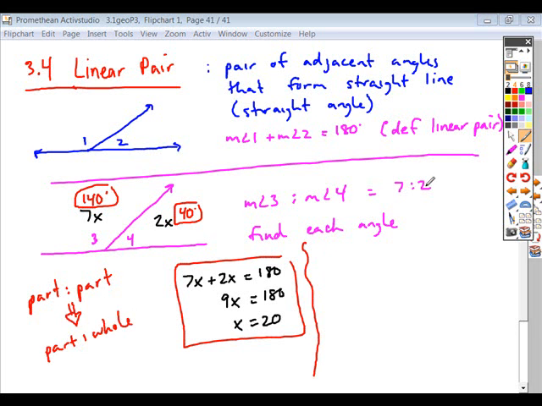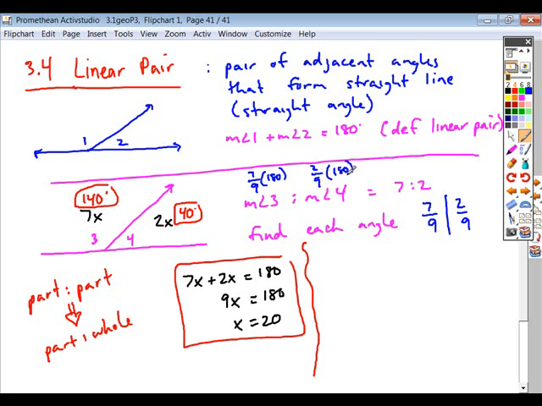If you have 7 parts and 2 parts, then angle 3 is what fraction of the whole thing? It's 7 out of how many total? If there's 7 parts here and 2 parts here, the total is how many parts? 9. So angle 3 is 7/9 of the whole thing, and angle 4 is what fraction of the whole thing? 2/9. So if you convert a ratio into its part to whole fraction, angle 3 is 7/9 of the whole thing, which you know is 180. Angle 4 is 2/9 of the whole thing, which is 180.